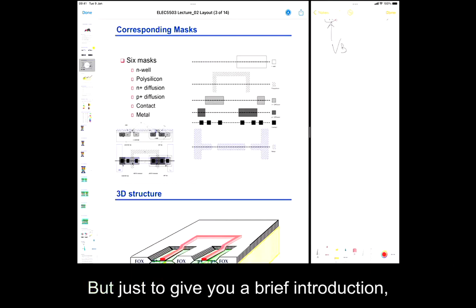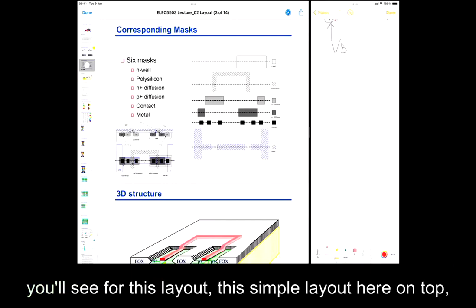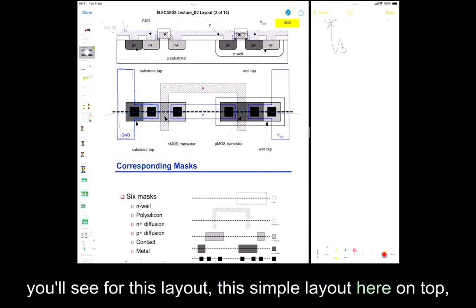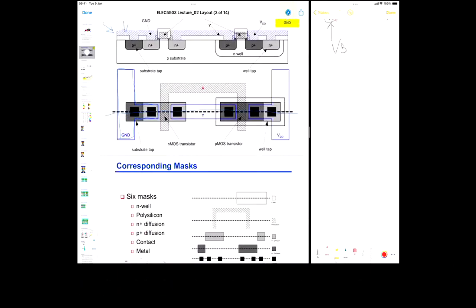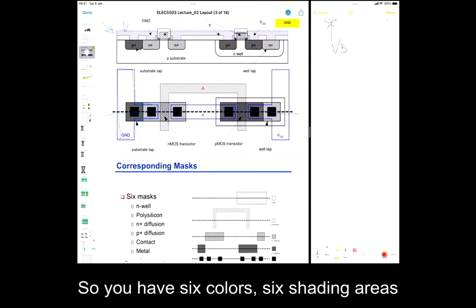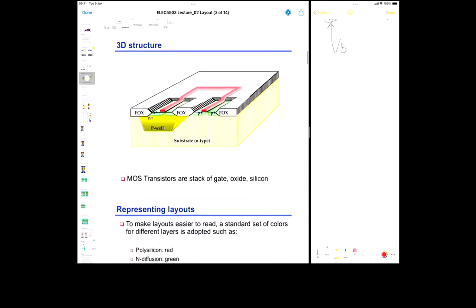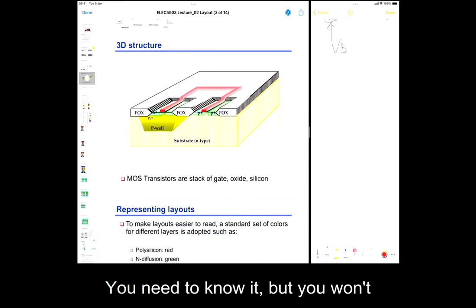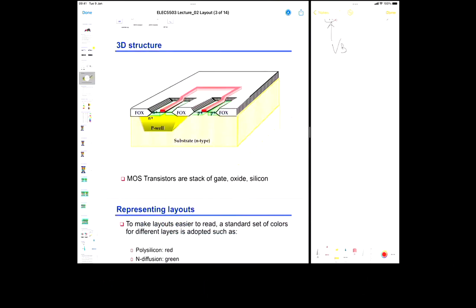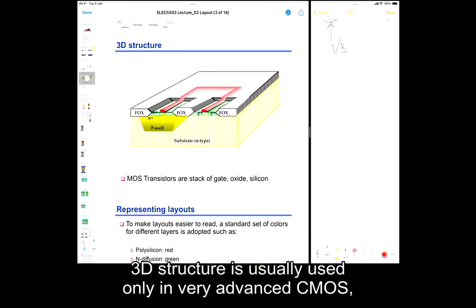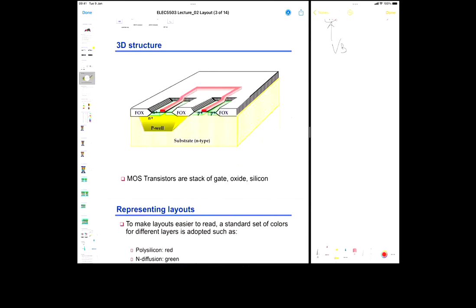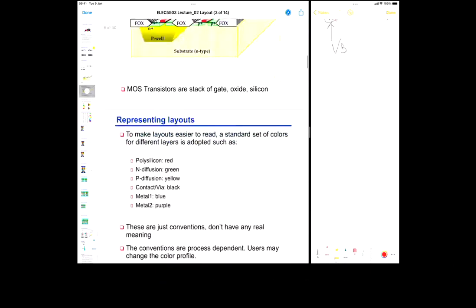But just to give you a brief introduction, you'll see for this simple layout here on top, you have 6 masks. So you have 6 colors, 6 shading areas that are used to fabricate your inverter. Okay, so the 3D structure, you can look through it. You need to know it, but you won't be able to see it in our course. 3D structure is usually used only in very advanced CMOS, but we won't use it in this unit.